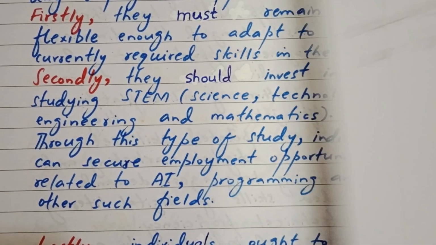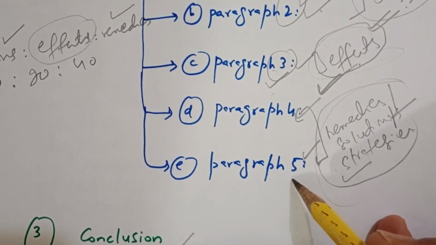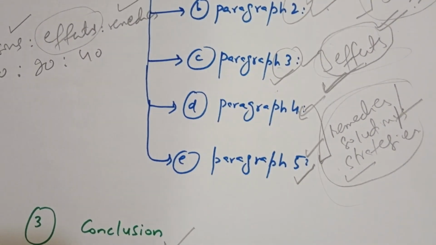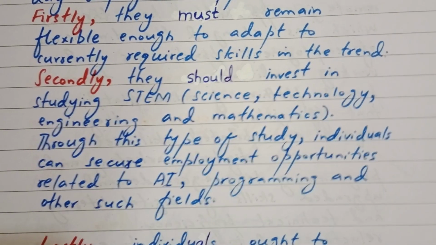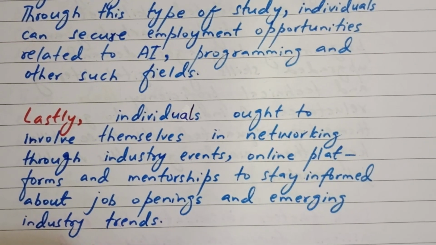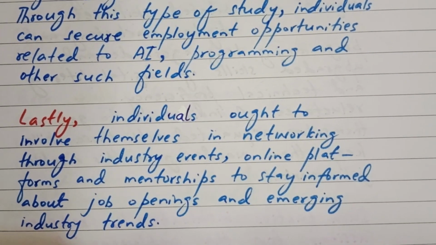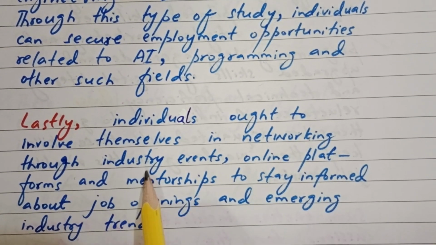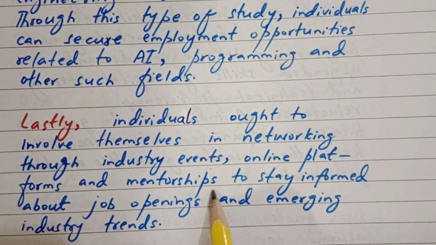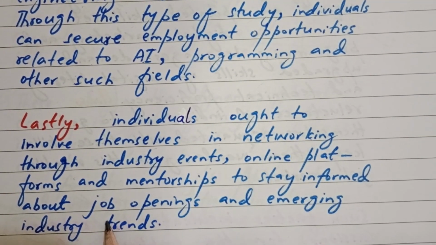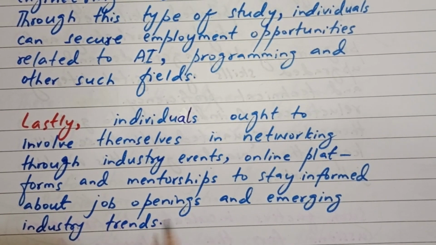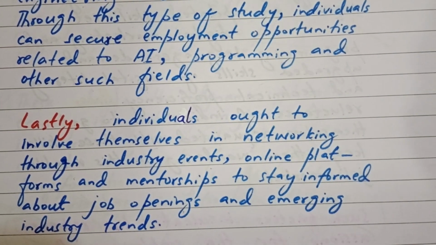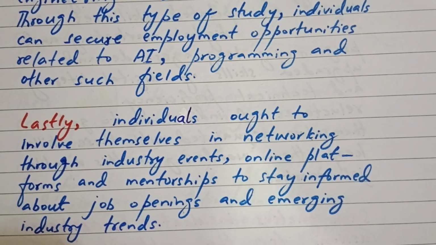Now, the last paragraph, the fifth paragraph, will also be pertaining to some solutions or strategies. So, let's move on to the fifth paragraph of the body. Lastly, individuals ought to involve themselves in networking through industry events, online platforms, and mentorships to stay informed about job openings and emerging industry trends. So, these are some strategies or remedies that I felt are very important to mitigate this problem.